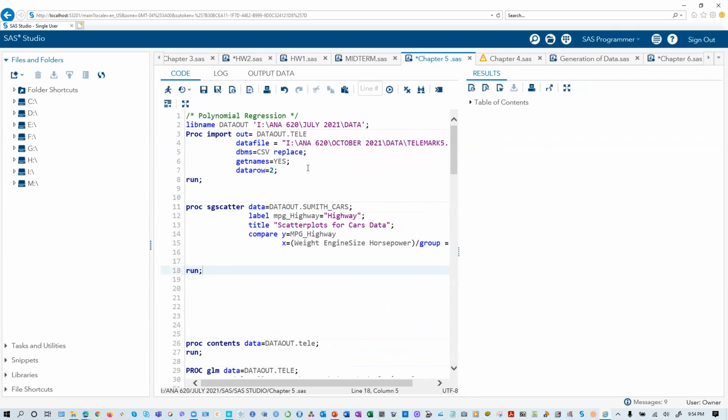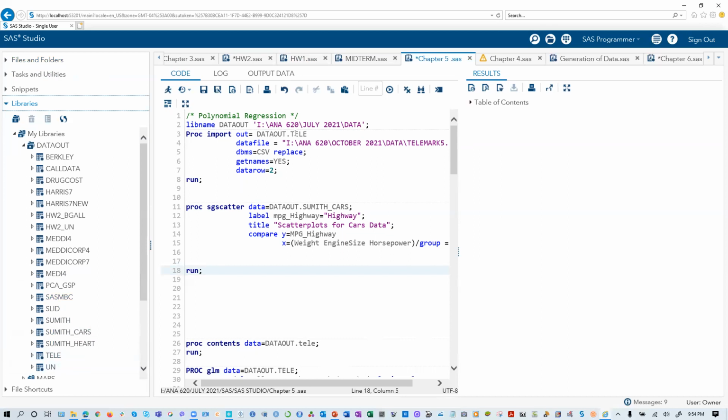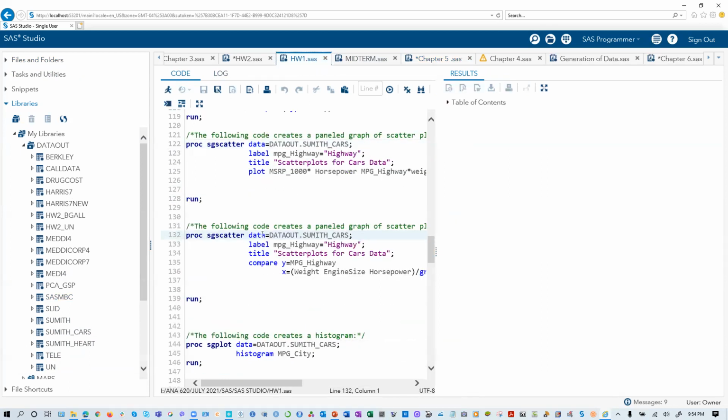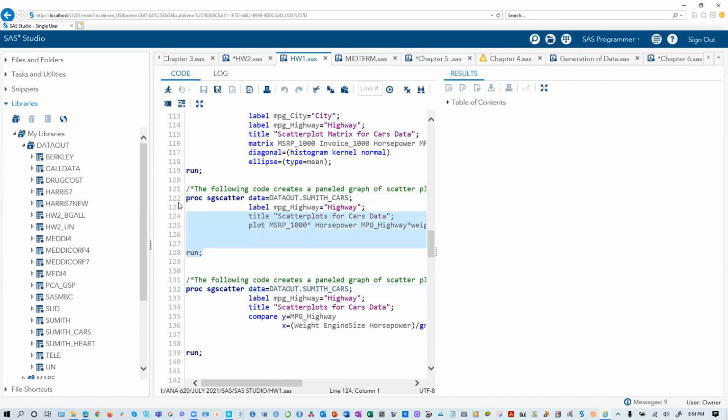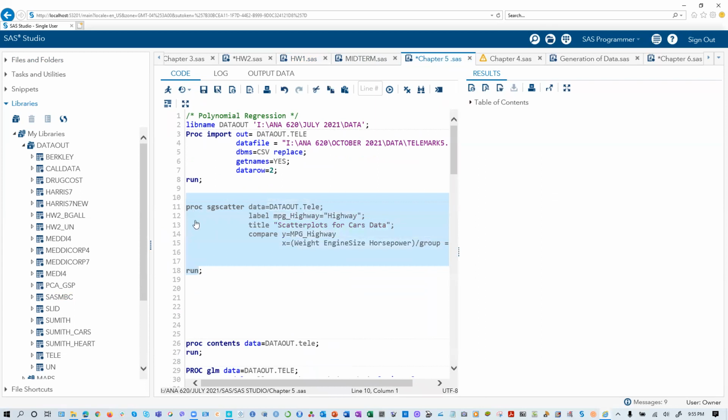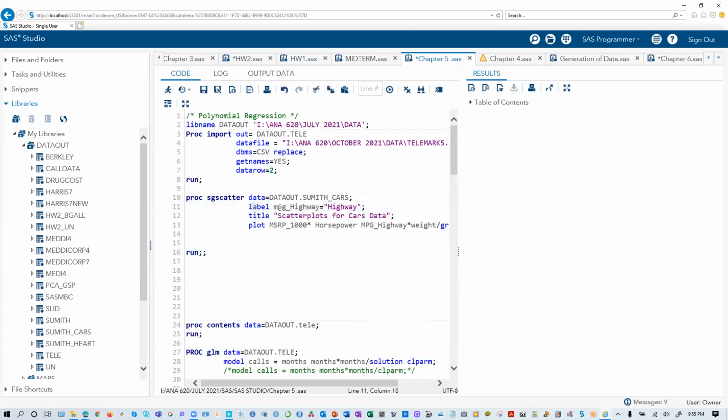Data out. Telemarketing library, polynomial. Send the data out. Let me see the libraries. Is that tele? Yeah, I call that one tele. And no, I don't need to compare. It's just the regular one. Title and plot this one. Forget about labels on this one.